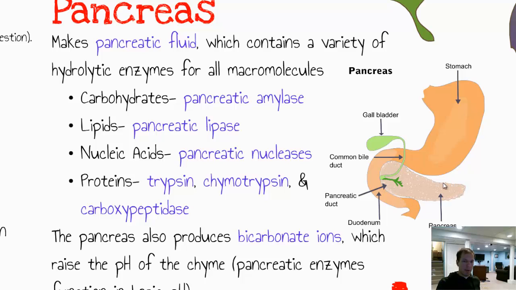It lies just below the stomach and right above where the small intestine begins, and most of the enzymes that the digestive system needs are produced in the pancreas, and the pancreas will release those into the digestive tract just past the stomach.